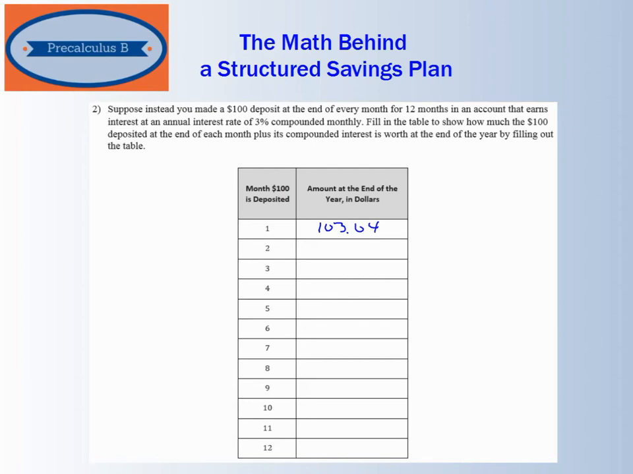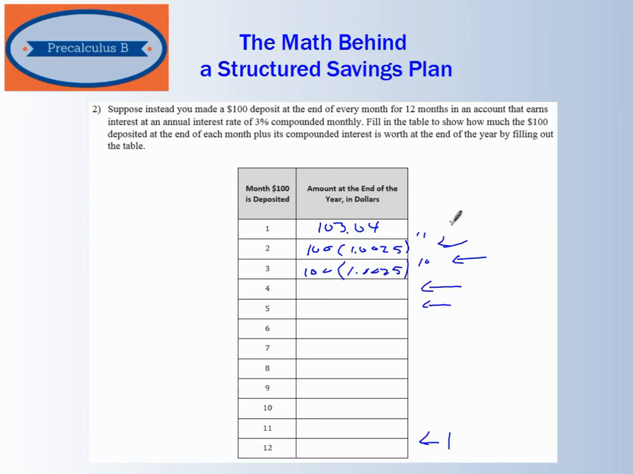But in the second month, this is going to be $100 times, if we think about our function that we created, 1.0025 to the 11th. This one would be 100 times 1.0025 to the 10th, because over the course of the year, this one would be in the account for 11 months. This one would be in the account for 10, 9, 8, all the way down to the last one, which would only be in the account for 1 month to accrue interest.